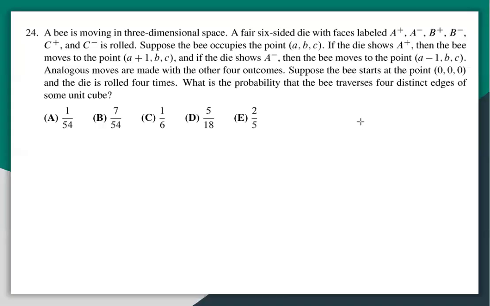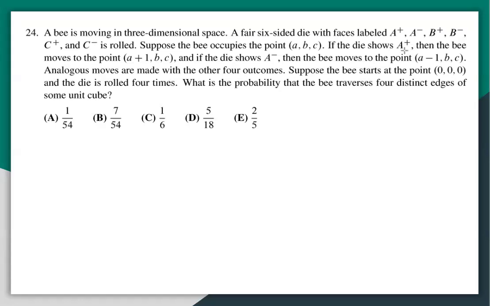So we have another AMC 10A problem from 2024. This was number 24 on 10A. We have a bug moving in three-dimensional space, and a six-sided die with faces labeled A plus, A minus, B plus, B minus, and C plus, C minus is rolled. Suppose that we are starting with the bug occupying the point (A, B, C).